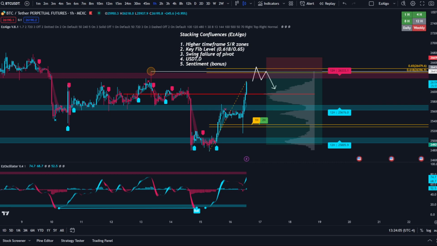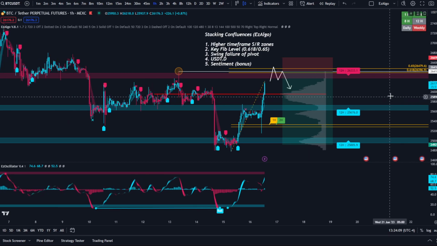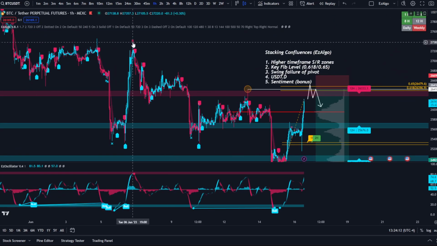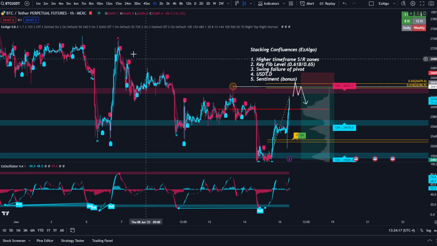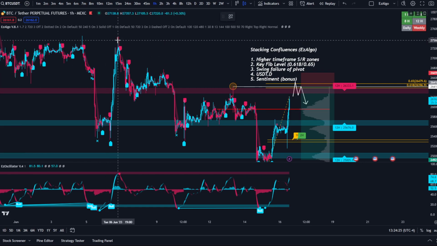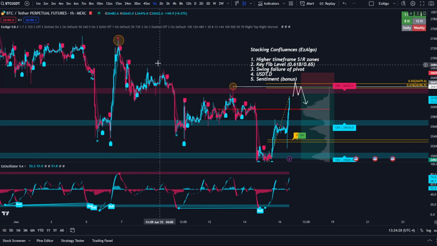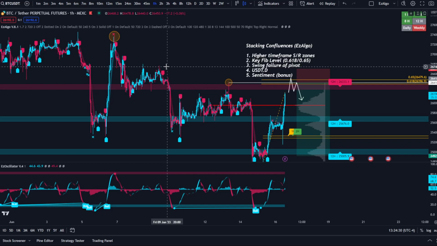All right, now the second confluence I like to use is a key fib level. In this instance, we have a golden pocket from this swing high all the way to this swing low. Now, there's a few different swing highs, right? The reason I'm using this swing high is because, first of all, it's the most prominent swing high, right? We saw a strong move to the downside from this level right here, telling me that this is indeed a valid swing point. And also, these other little swing points have already been invalidated.